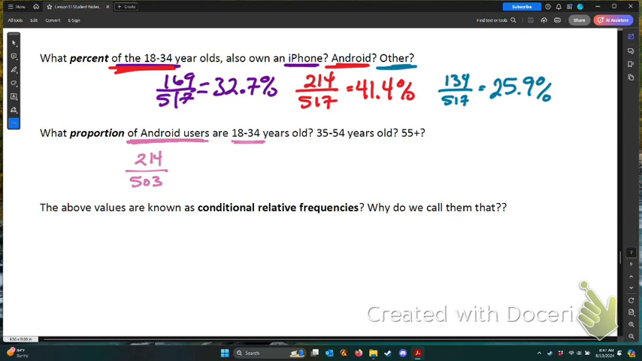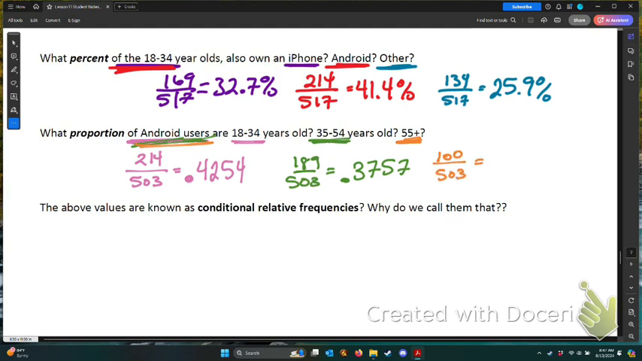You got it. All right, and we are doing proportion this time, so we're back to our 4 decimal places. What is 214 out of 503? 0.4254. Perfect. And of Android users, 35 to 54-year-olds, that would be 189 out of 503, which as a decimal is 0.3757. And last but certainly not least, our older generation that likes to use their Androids, we've got 100 out of 503. And that is 0.1988. Okay, perfection.